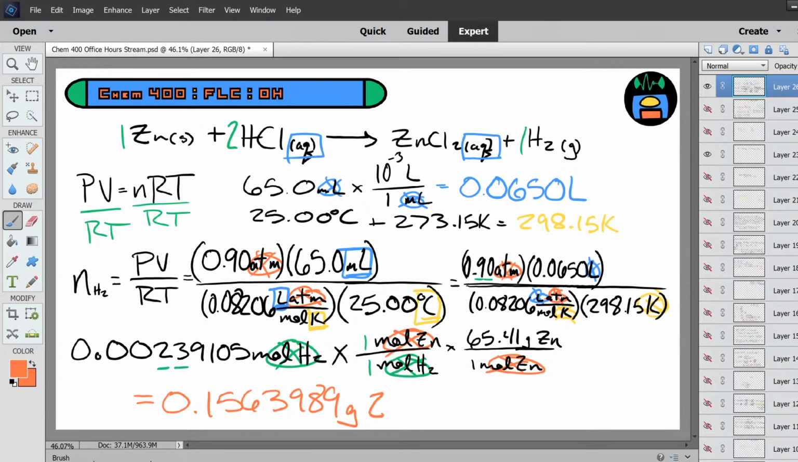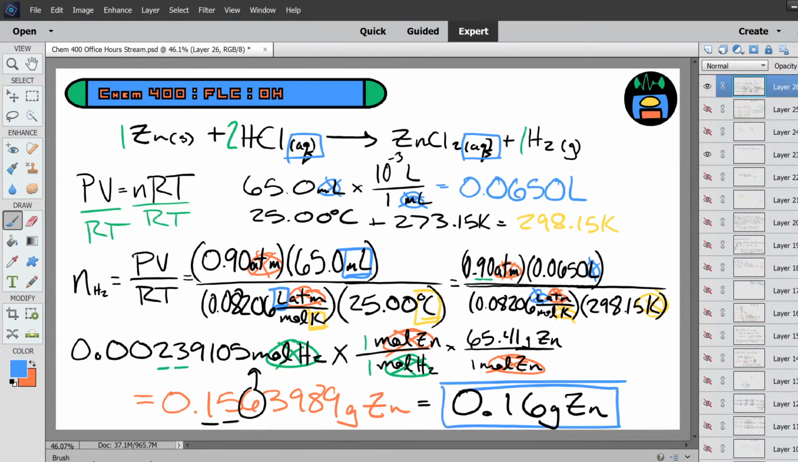So I'm getting 0.156398 grams of zinc. And we get 2 sig figs. The 6 will round up. So our final answer is 0.16 grams of zinc reacted.